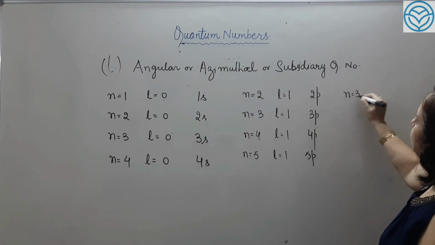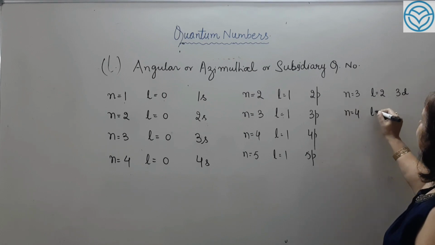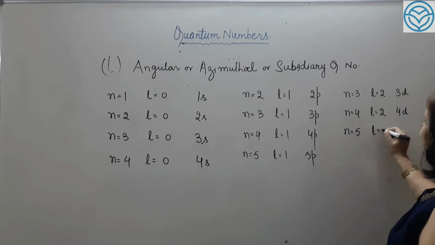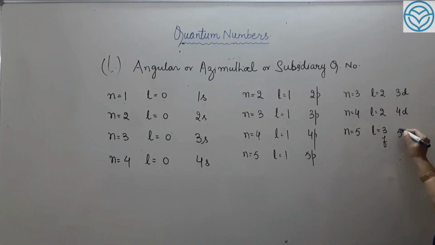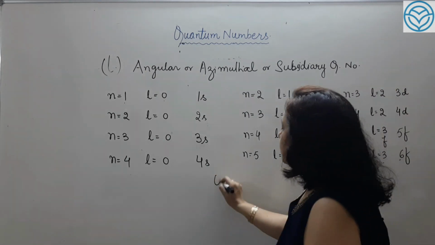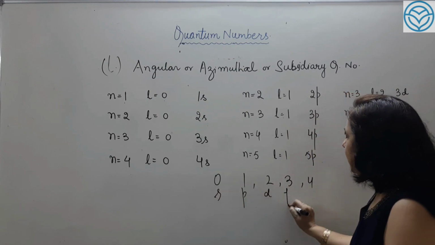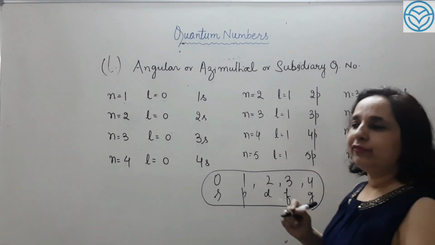Now let us suppose N3, L2, it will become 3D. N4, L2, it will be 4D. Now if I write N5, L3, 3 is for SPDF, so we will write 5F. N6, L3, 6F. I'll repeat: 0, 1, 2, 3, 4 is S, P, D, F, G. These are the numbers and alphabets selected for a subshell.